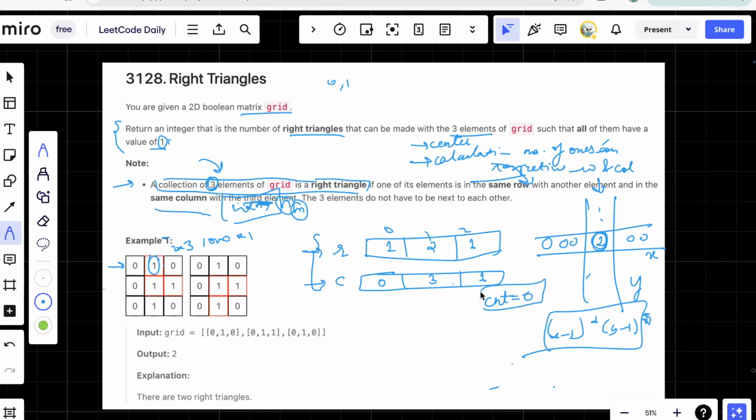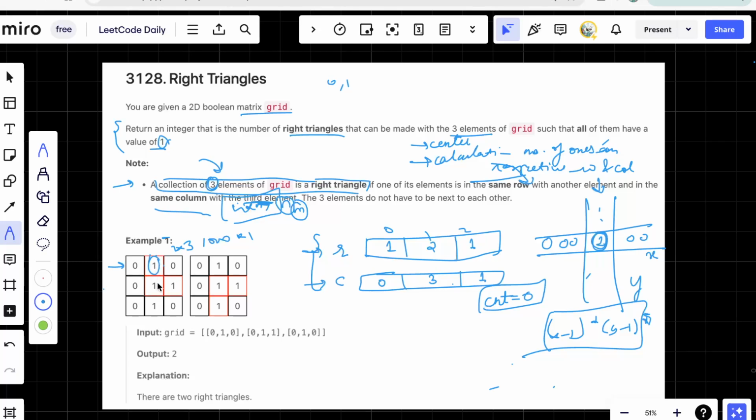So let us take a count variable. So it's 0. As soon as you are at a 1, all the zeros you simply ignore. When you are at a 1, you have to do the calculation as this, okay? And then add it to your count. Now this one I am treating as the center. So if this is the center, how many right triangles can I form with this one as the center? If I visually see, there is no right triangle I can possibly form with this as the center.